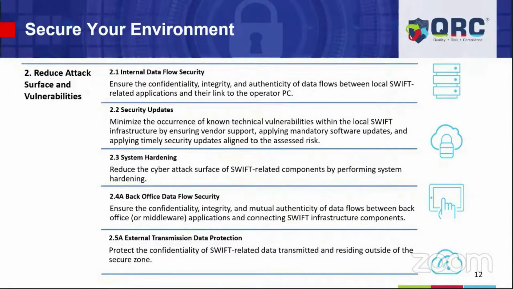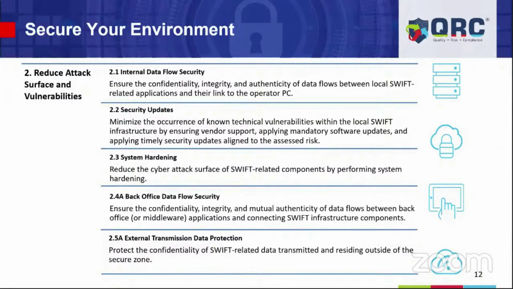Now, the second objective is to reduce the attack surface and vulnerabilities. Basically, we always have to understand what kind of data the internal data is, and how we can ensure confidentiality, that other persons should not be able to access our data, and integrity, that any unauthorized alterations, modifications, and updates should be avoided, and authenticity of the data, that it is real. I mean, no one can repudiate the transactions between the local Swift infrastructure related applications and their operators.